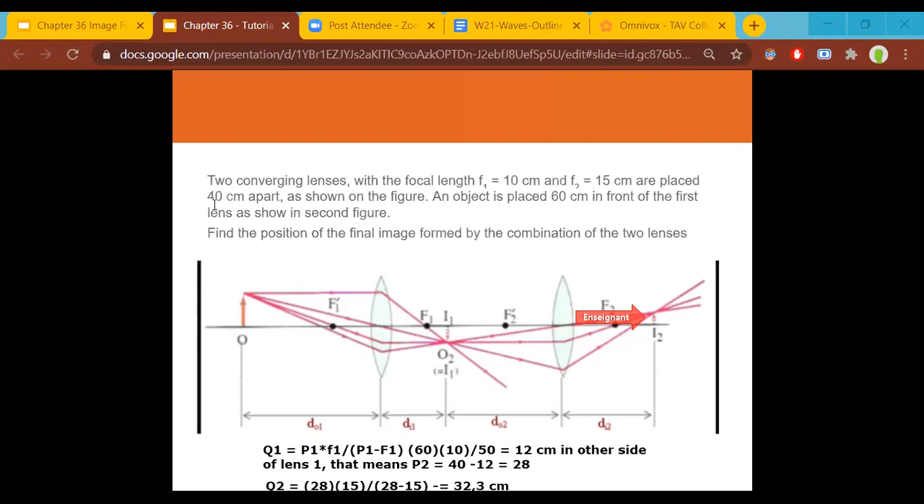The fact that it's 32 centimeters positive tells you it's made on the other side of the second lens.